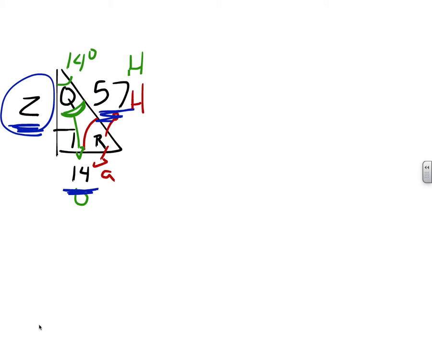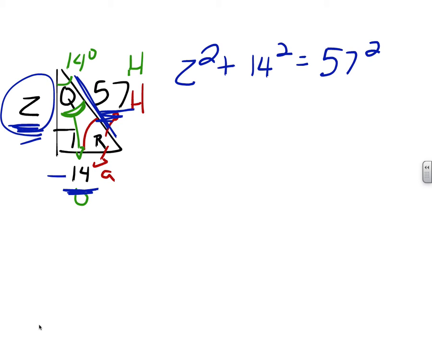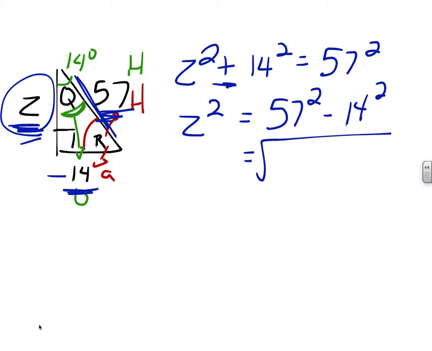So of course, Pythagorean's theorem here is going to be Z squared plus the 14 squared equals the 57 squared, because we're always looking at the two sides equaling the big side. So Z squared plus 14 squared is 57 squared. The opposite of plus is minus. So Z squared is going to equal 57 squared minus 14 squared. And after we do that, of course, we want to square root that answer to just get Z.